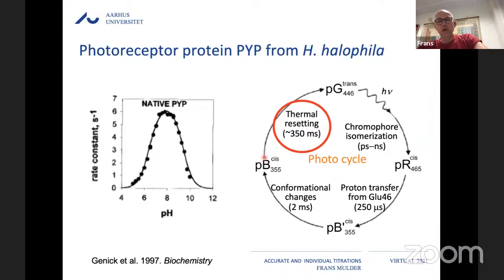The recovery of the blue-shifted intermediate back to the ground state is highly pH sensitive. It has an optimum around pH 8, which is where it is fastest. But if you go to either very high pH or very low pH, then it becomes very, very slow. The question was, why is this? Can we use these methods that we've developed to determine all the protonation states around the active site and maybe find the explanation here?